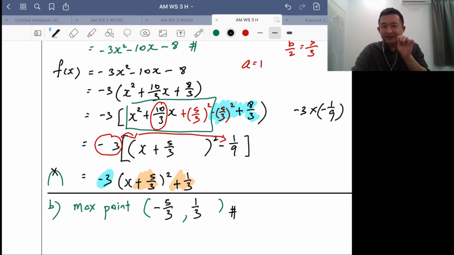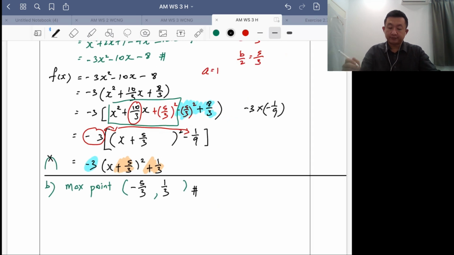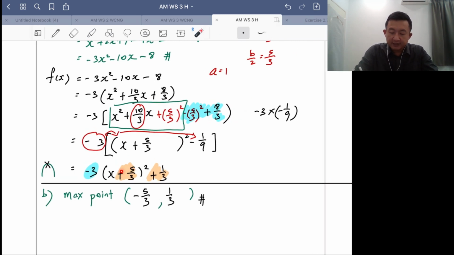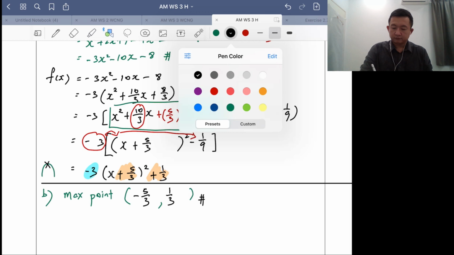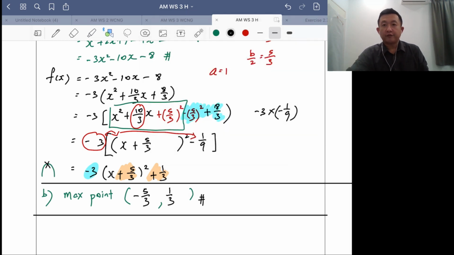Okay, just identify from the completing the square. If this is -2, then this is 2. If this is 4, then this is -4. Remember, different sign. Whatever it is, just write it down for y. Okay, so we are done with B.